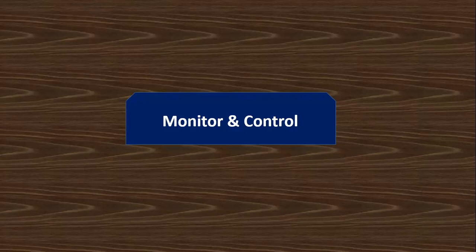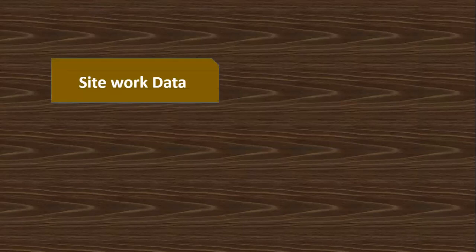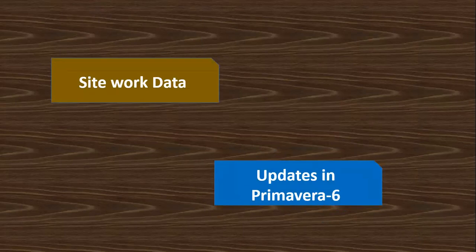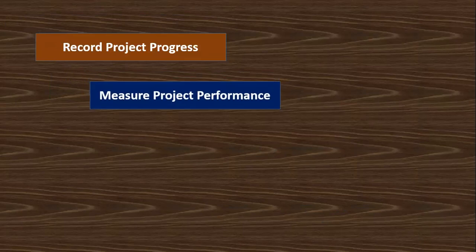As you can see from the name, monitor, you have to monitor your project. How will you monitor your project? You have to record your site work data. You have to develop the reports in Primavera 6 by updating Primavera 6 data. And then you have to present the project progress, and measure project performance, like project status.